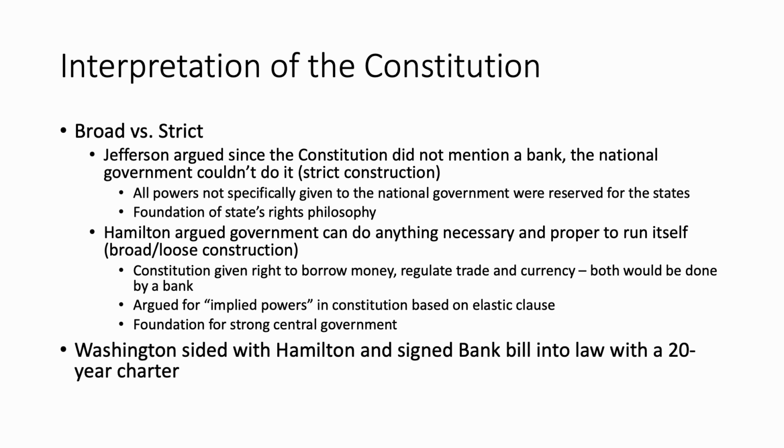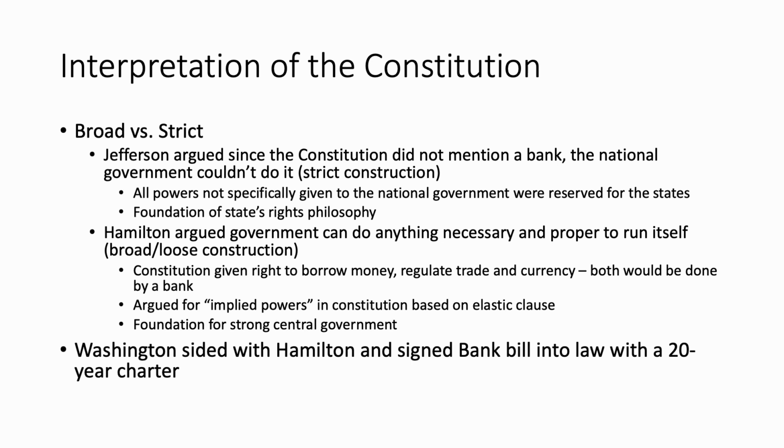They wanted the country to be based on farmers, not merchants or bankers, and they said the bank was unconstitutional. So Jefferson and Madison looked at the Constitution strictly. They said that since the Constitution did not specifically mention a bank, the national government couldn't do it. So they said that all powers not specifically given to the national government were reserved for the states, and this is the foundation for states' rights philosophy.